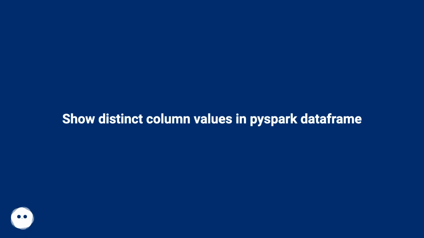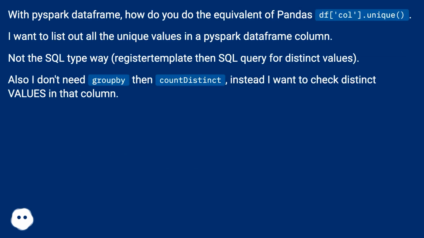Show distinct column values in PySpark DataFrame. With a PySpark DataFrame, how do you do the equivalent of pandas df['col'].unique()? I want to list out all the unique values in a PySpark DataFrame column.